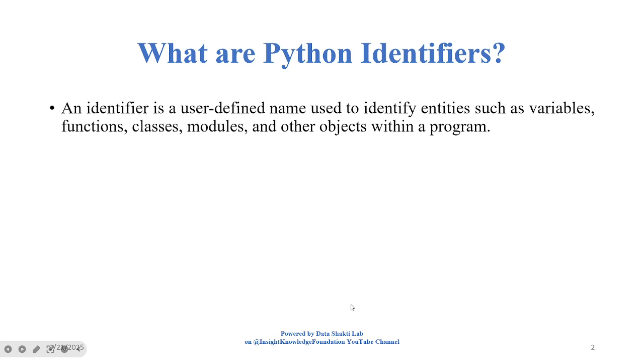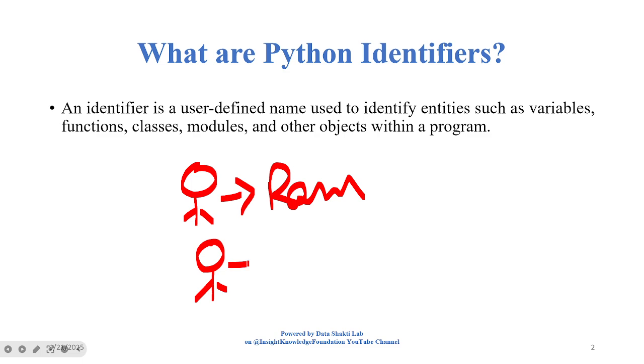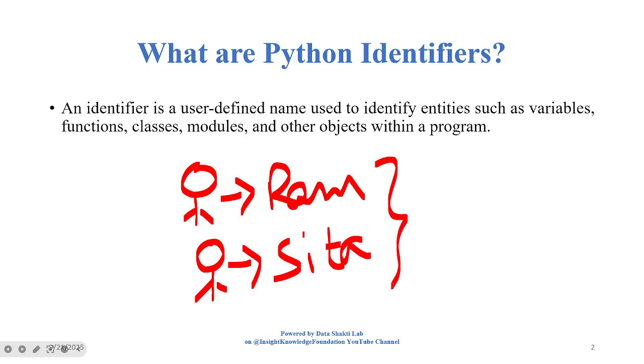Now, before we dive in, let me ask you this. For that, I will take the highlighter pen. Alright, now look here. Let's suppose there is a person named Ram and there is another person named Sita. When we give a name to a person like Ram or Sita, can you tell me why we do that? The answer is simple. We do that to identify them.